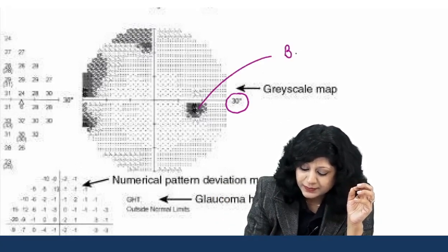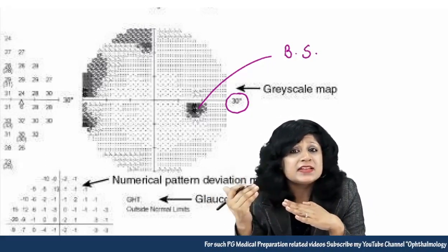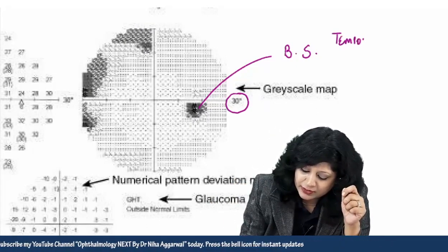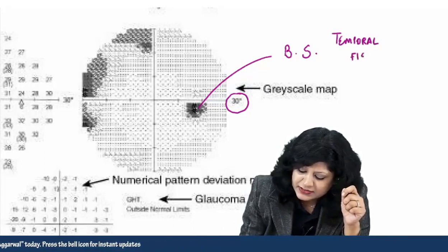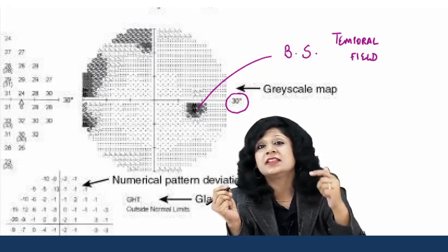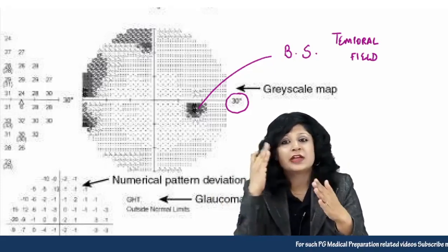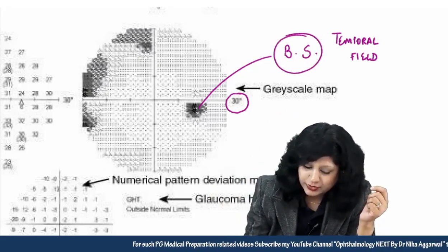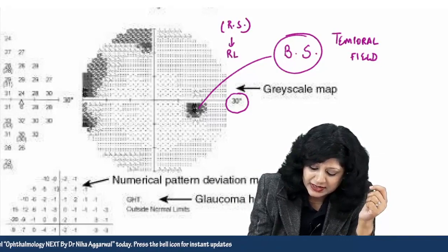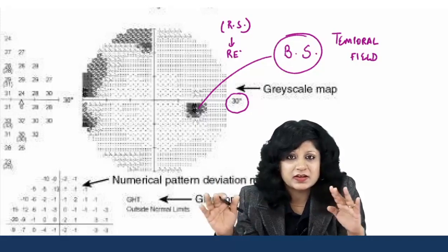Now always remember, how will you come to know which side eye it is? The blind spot is always lying in the temporal field. Why is it lying in the temporal field? Because the blind spot represents the optic disc, and the optic disc lies in the nasal retina, and we know that the nasal retina will always correspond to the temporal visual field. So if this is the blind spot, lying on the right side, therefore this will be your right eye. Whichever side you are seeing the blind spot, that eye it will become. So it is very, very simple.